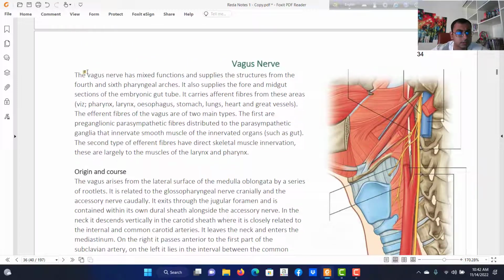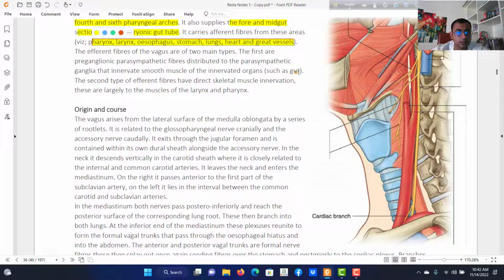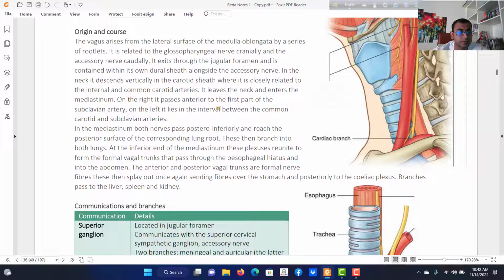Now the vagus. The vagus has a mixed function and supplies structures of the fourth and sixth arches. It supplies the foregut and midgut section of the embryonic gut tube: pharynx, larynx, esophagus, stomach, heart, and great vessels. It also has direct skeletal muscle innervation, largely the muscles of the larynx and pharynx.